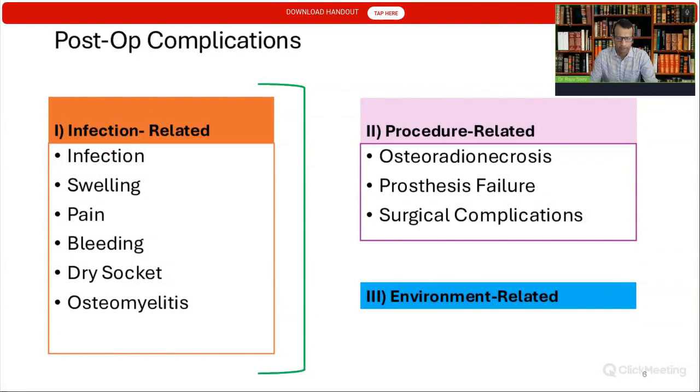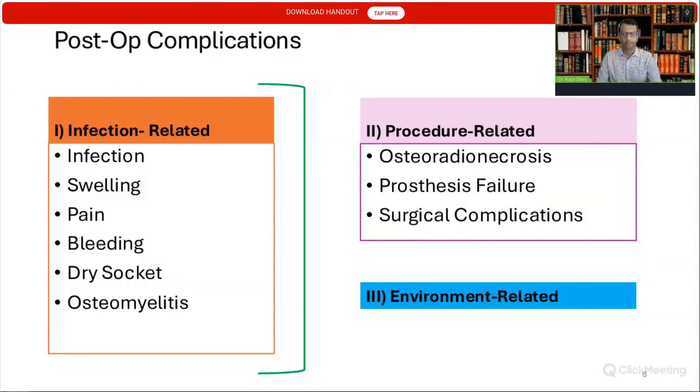From a clinical point of view, post-operative complications in dentistry can be categorized into three main types: infection-related complications, procedure-related complications, and environment-related complications. The infection-related complications include issues such as localized infections, swelling, pain, bleeding, dry socket, systemic infections, or abscess formation, which can arise when bacteria enter the surgical site.